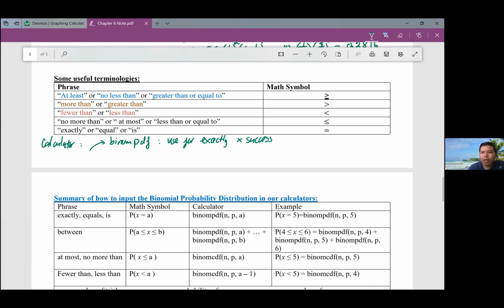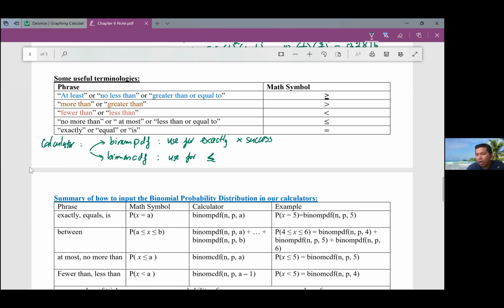So the command you want to do is that, and then the other one would be binom CDF, used for less than or equal only, okay? So it only takes the command of less than or equal. It doesn't have less than, it doesn't have more than. Those are the only two options we can use for the binomial distribution. So this is how we're going to do it.